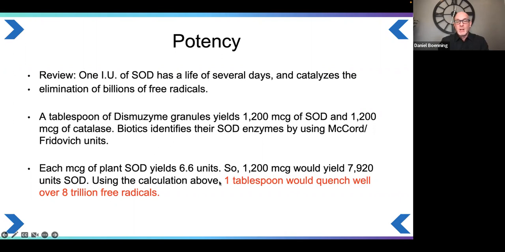So in a nutshell, 1 tablespoon would quench well over 8 trillion free radicals. You're going to get these slides for review, but 1 tablespoon is a very, very potent antioxidant. If you have viral cases that are not clearing, EBV, CMV, Hep C, the list goes on, stuck in the liver, wherever they are, look at utilizing a product like this. It's totally a unique product. As I said, it's absolutely underutilized, because I bet many of us don't think of that one to grab off the shelf.